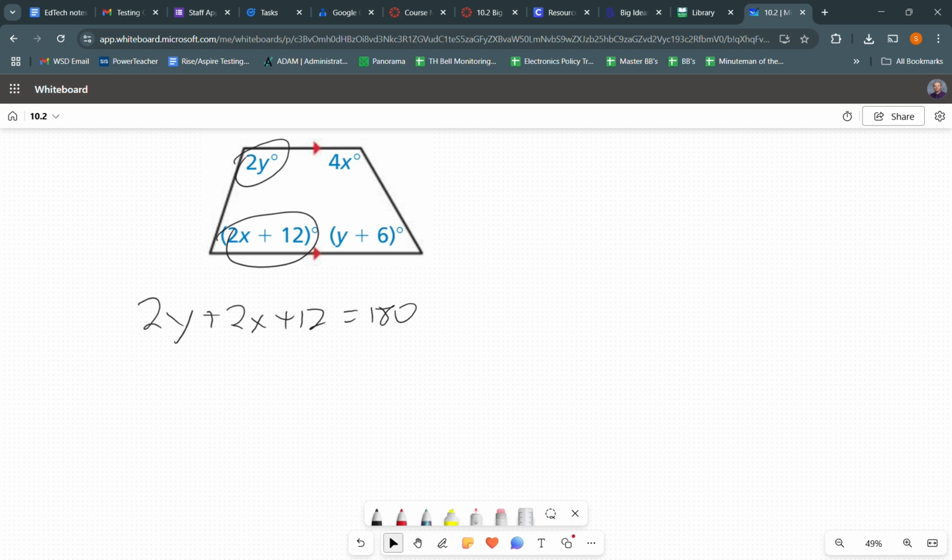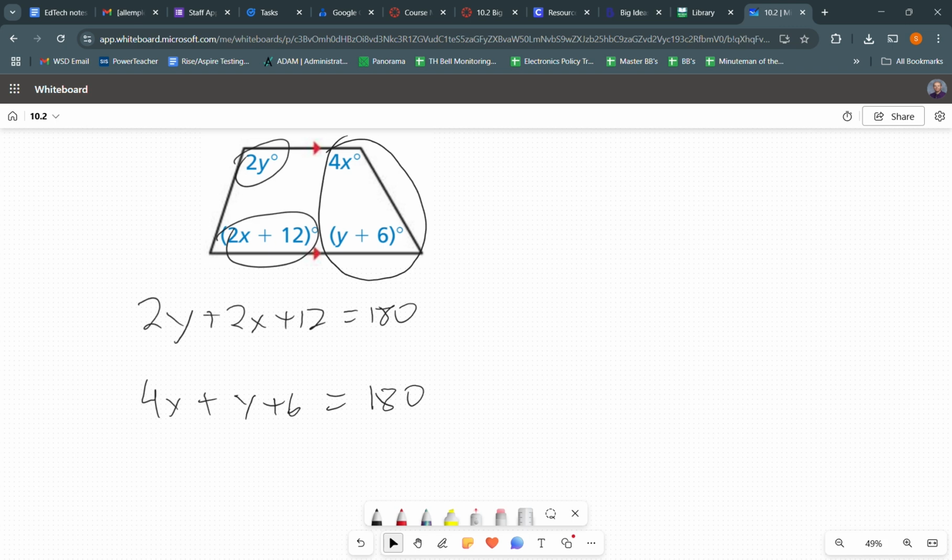Now I wouldn't be able to solve this for x or y by itself. We have two variables, so we need a second equation right there. And that's where this comes in. We get 4x plus y plus 6. Those are also consecutive interior angles. They should also add up to 180 degrees.